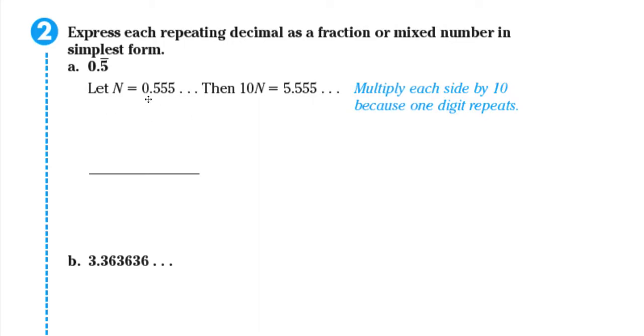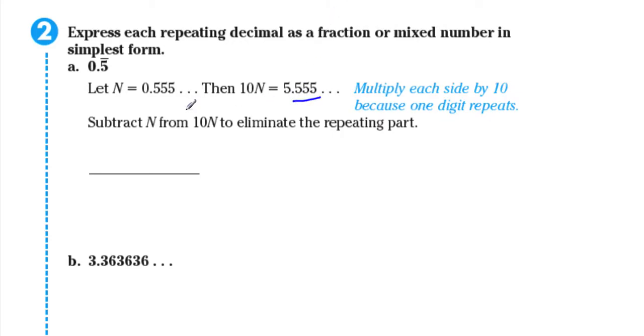So after we let n be 0.555... and 10n be 5.555..., we need to subtract n from 10n to eliminate the repeating part. We want to get rid of the repeating part, so we subtract n from 10n. Therefore, we have 10n, which is 5.555..., and then we subtract n, which is the same as 1n. We know that 10n minus 1n will give us 9n.